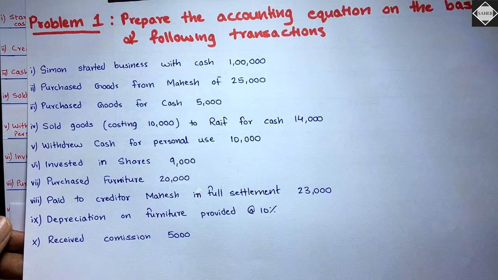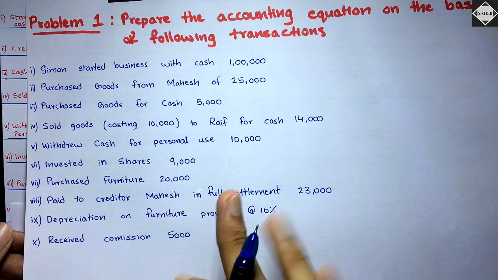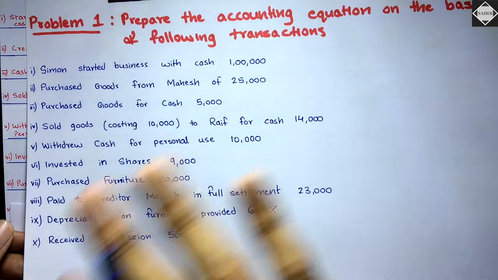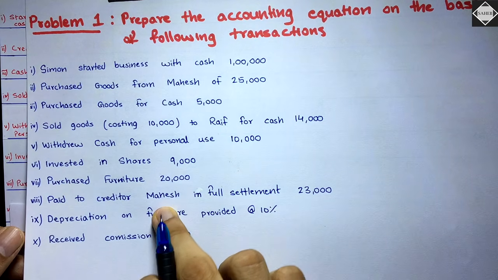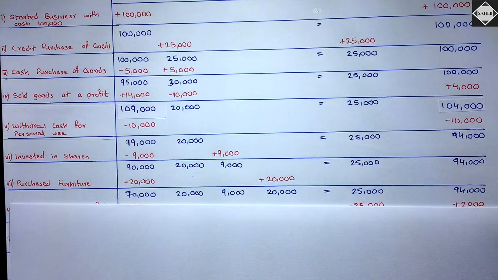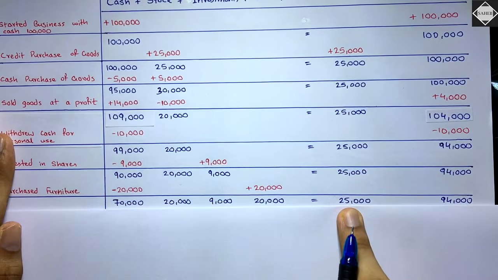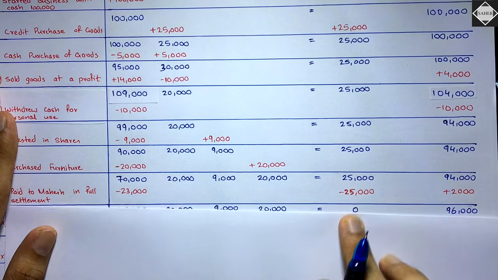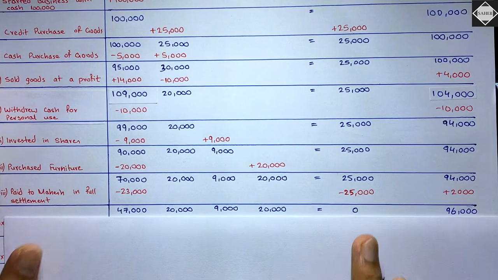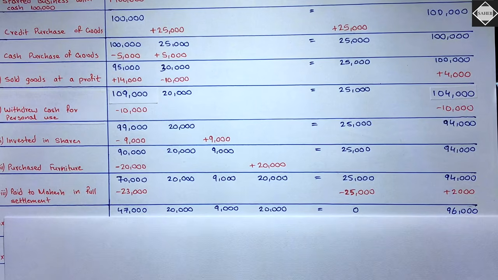It's simple, don't worry. Paid to creditor Mahesh in full settlement, that means entire value of Mahesh will be finished off. Full settlement means the liability will be completely scrapped off. So Mahesh liability 25,000 is there, completely scrapped off. How will you do that? Minus 25, that becomes 0.